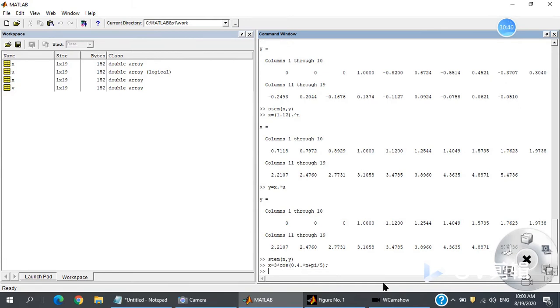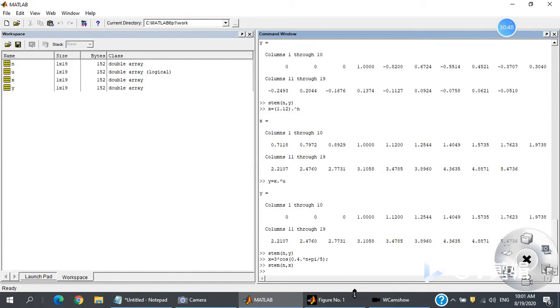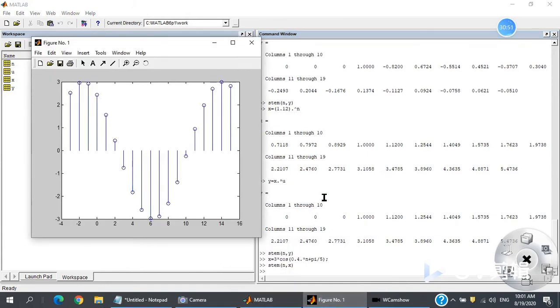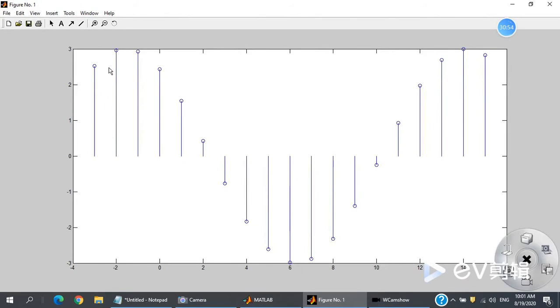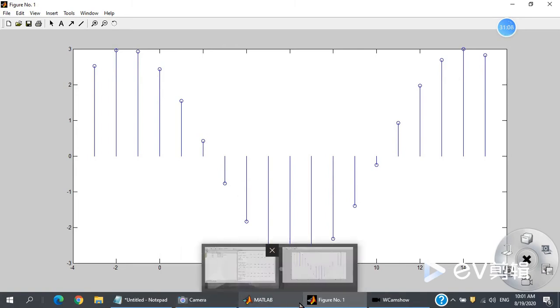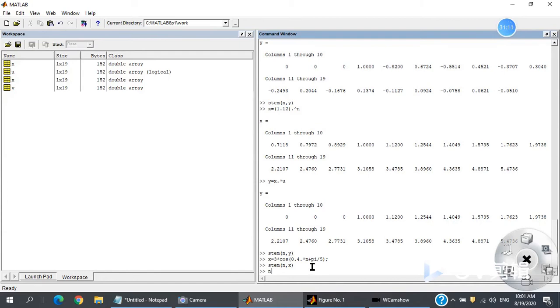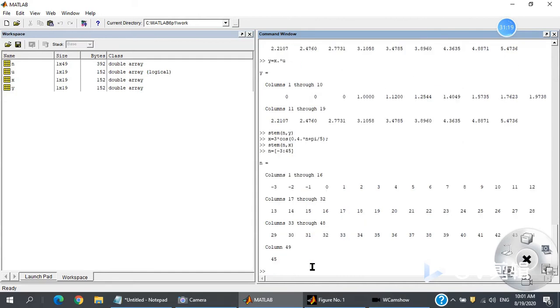How does it look? Of course, it will be a waveform, right? Stem n and x. It looks like this. It's a cosine with a certain phase. So when n is 0, this value is not 1 because I have a phase. Then up and down, it's a waveform. If we give more n's, now n is 15, I get like 45, 3 times. Okay, we have more n's.